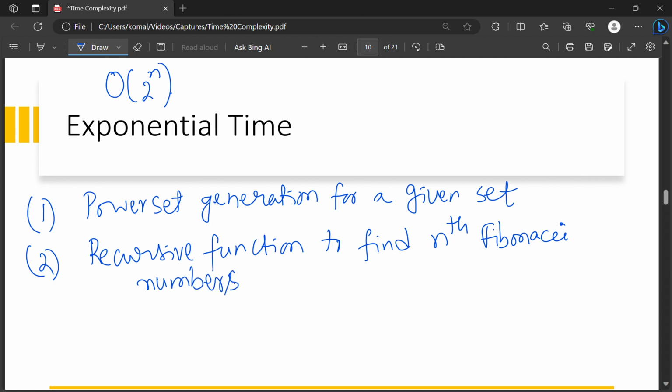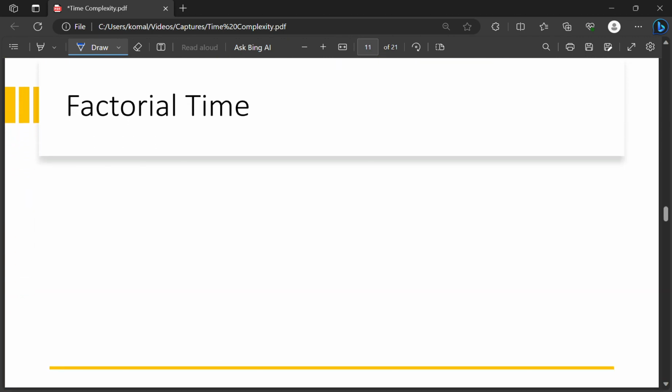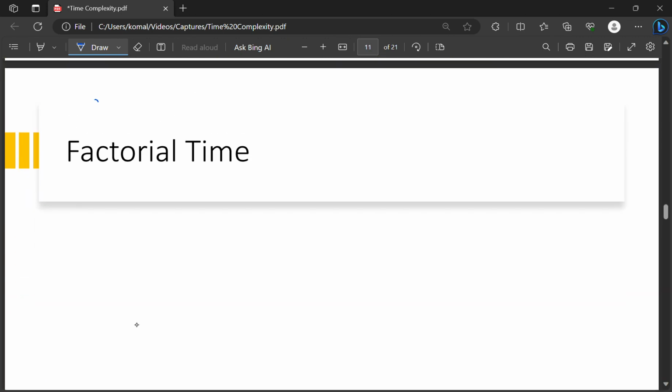These are the two examples where we may get big O of 2 power n time complexity. Next time complexity is factorial time complexity. Factorial time complexity is big O of n factorial. It is represented like this, where we get this kind of situations. One example is permutations generation.